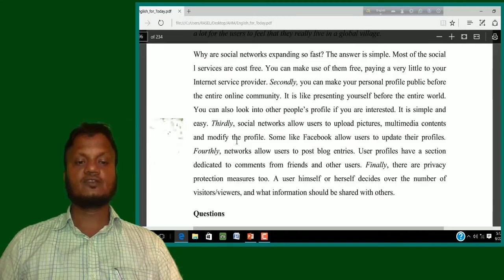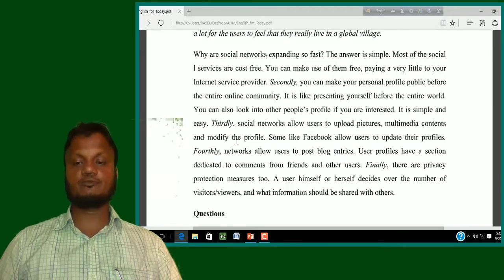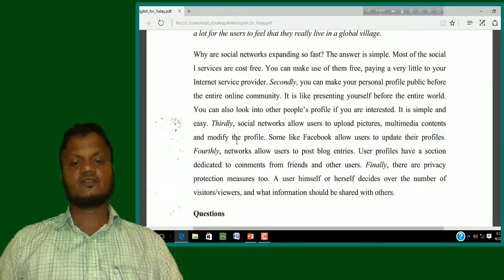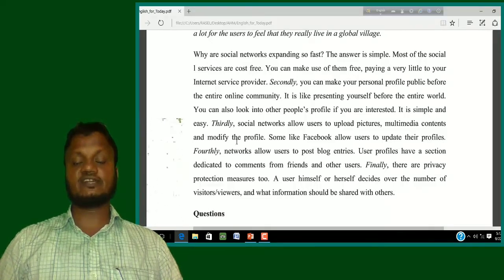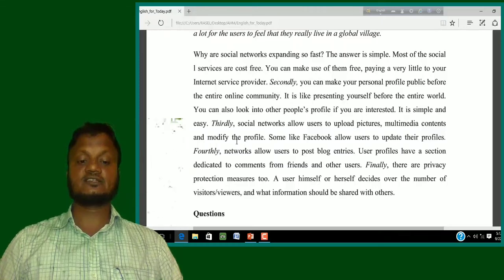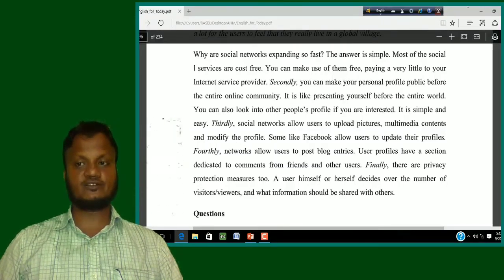easy. Thirdly, social networks allow users to upload pictures, multimedia contents, and modify the profile. Some, like Facebook, allow users to update their profiles. Fourthly, networks allow users to post blog entries. User profiles have a section dedicated to comments from friends and other users. Finally, there are privacy protection measures too. A user himself or herself decides over the number of visitors, viewers, and what information should be shared with others.